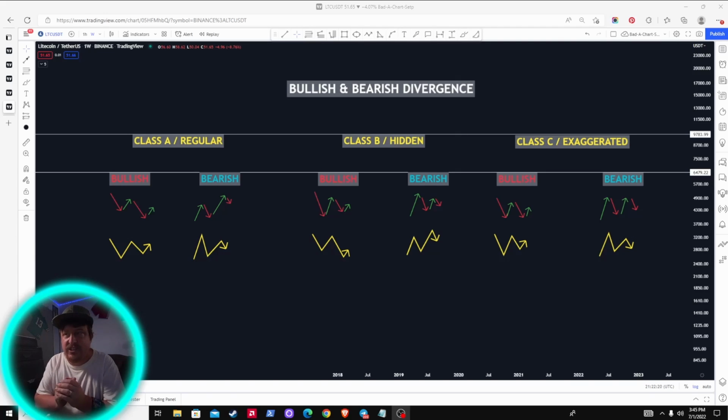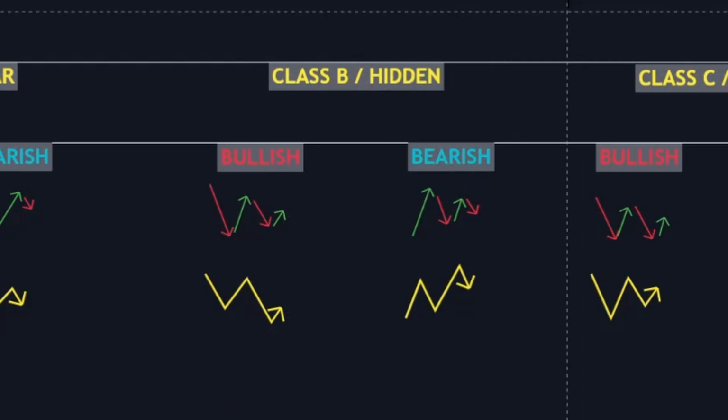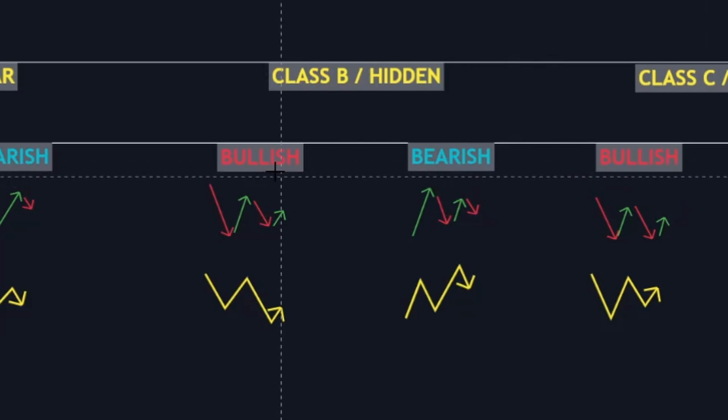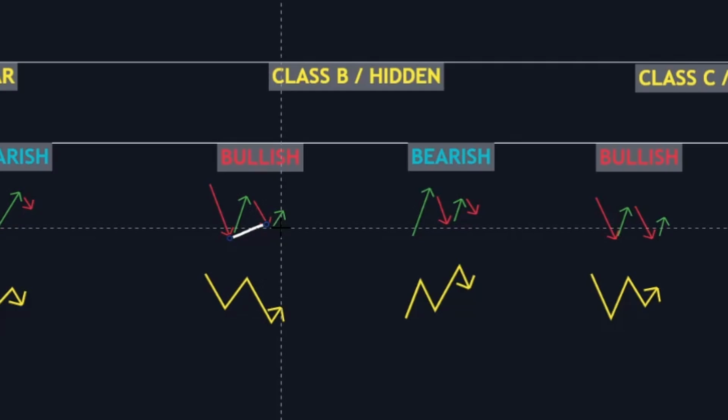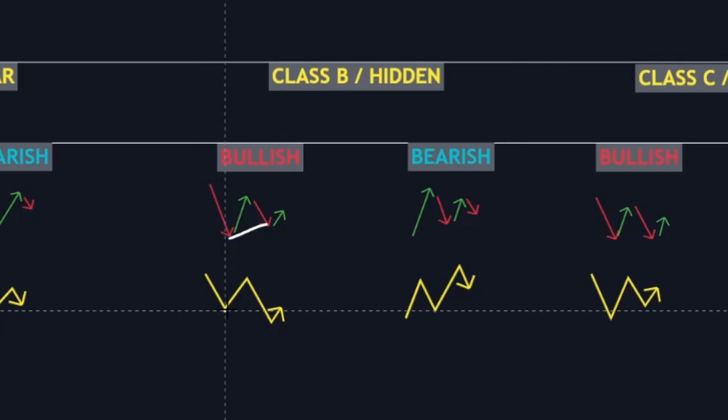Now, because these next two don't have as high of a probability of playing out, and they're not used as often by disciplined traders, I'm going to go over them a little bit quicker and try to explain them best I can. So Class B, hidden bullish or bearish divergence. Now again, for bullish, obviously you're drawing on the bottom of price action. This would be where price action has put in a low and a higher low, but the RSI has put in a low and a lower low.